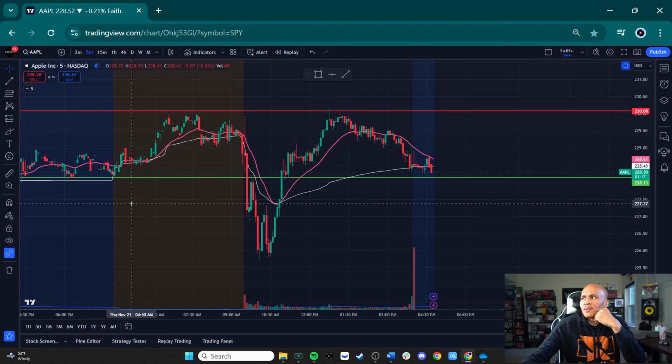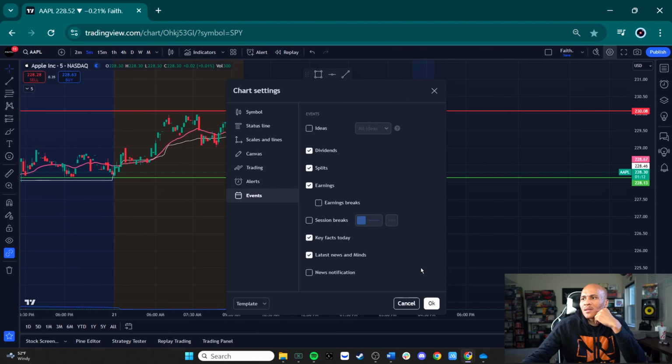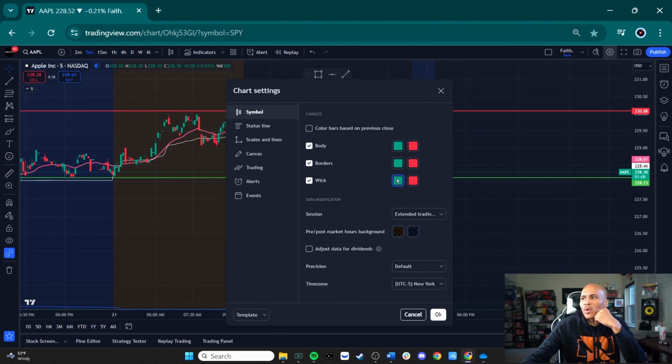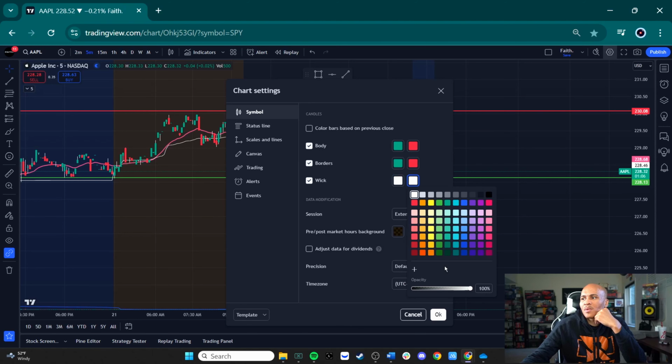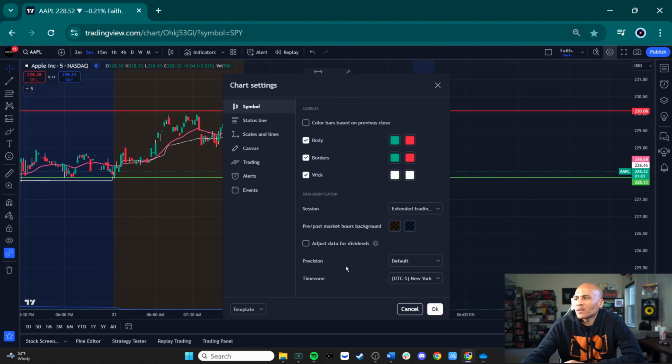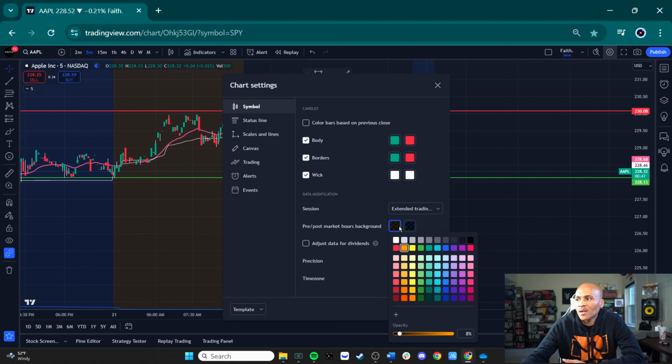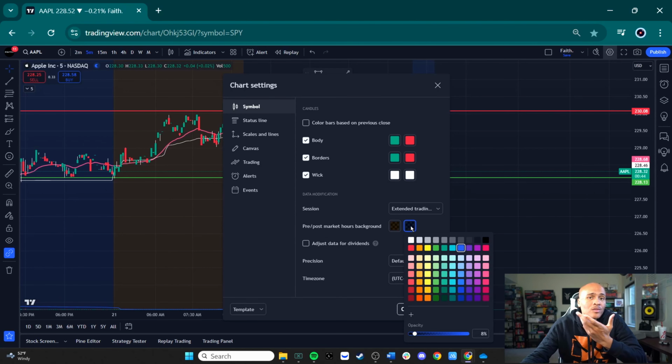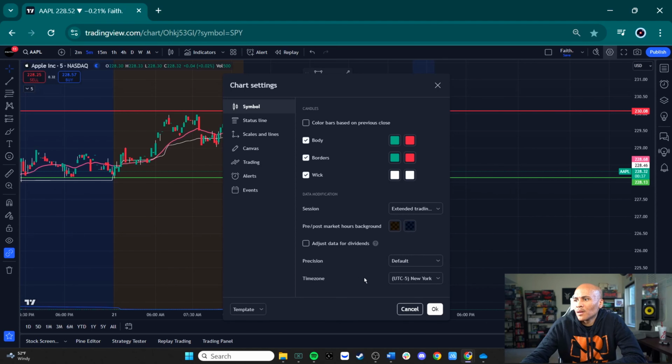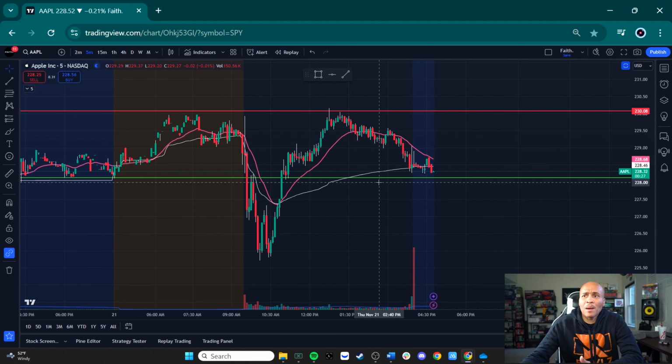Hold on, let me change settings, because my wicks are supposed to be white on both. So yeah, you can just right click, hit settings, and you can change. Here it is, the post-market and pre-market hours background. These are the colors that I just showed you. This is pre-market, this is post-market, and these are the colors that I have them. You can click this and change the colors to whatever you decide you want. Time zone, New York. Session: extended trading hours or regular trading hours. I have my extended hours on, so yeah, that's pretty much it.